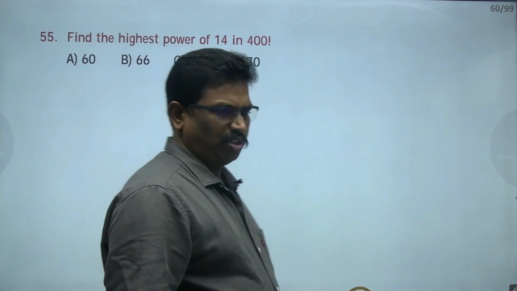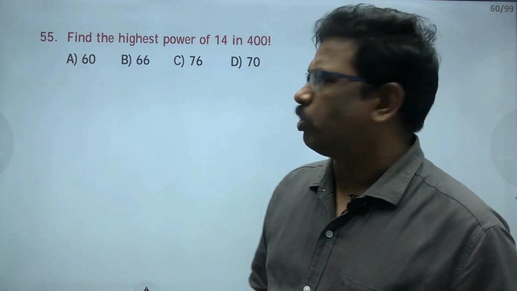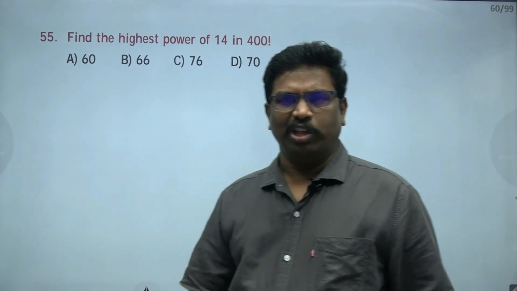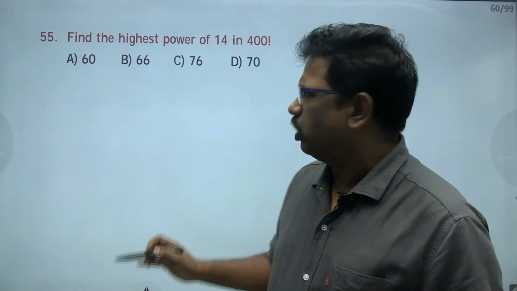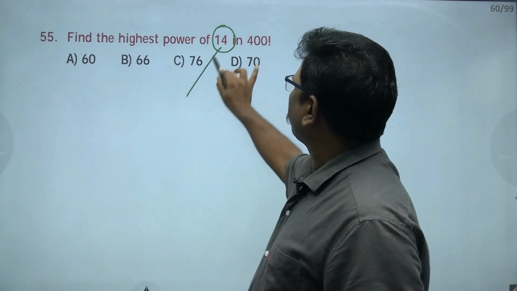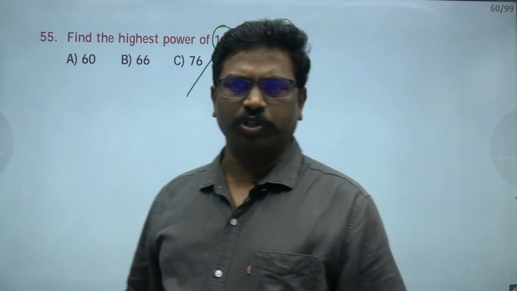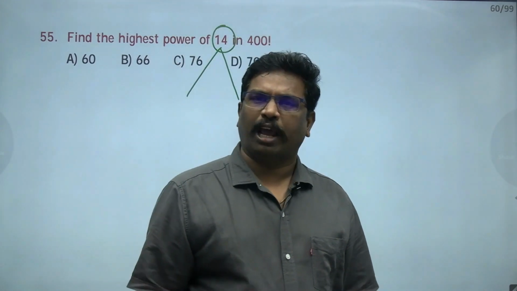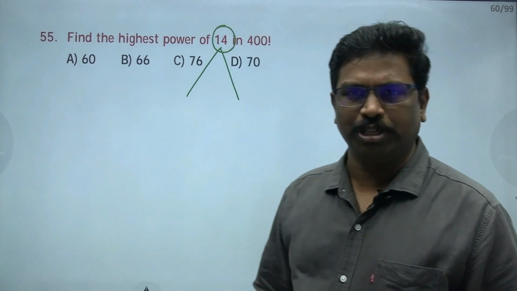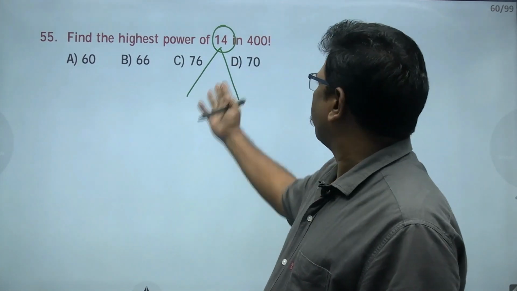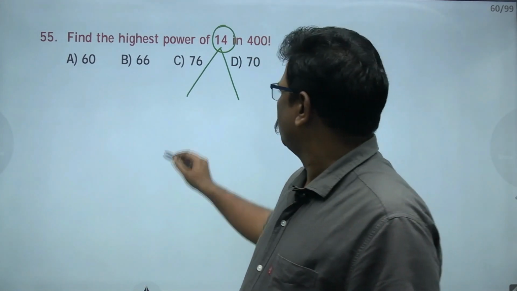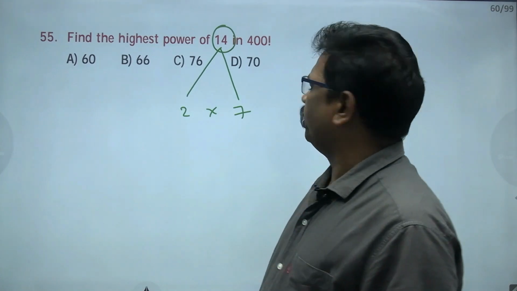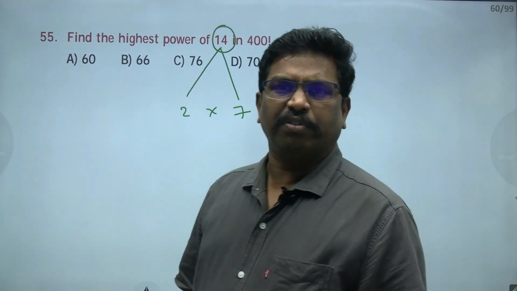Next question. Find the highest power of 14 in 400 factorial. My dear students, when they ask the highest power of 14 in 400 factorial, first you check whether this number is a prime number or not. 14 is not a prime number. Then you convert it into prime numbers: 2 into 7 is 14, right?